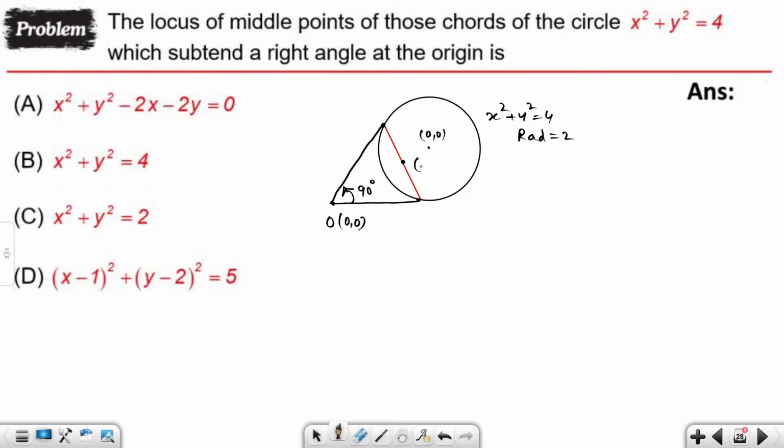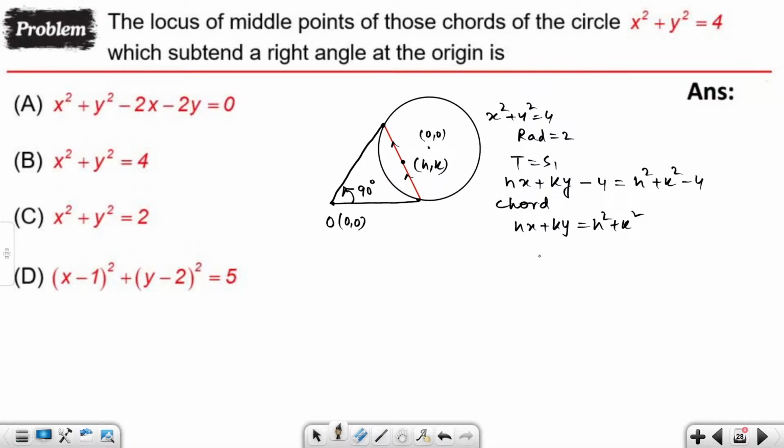Let us say (h, k) is any point on the locus. Then what will be the equation of this chord? It is T equals S1. What is T? T is hx plus ky minus 4, equals S1. S1 is h square plus k square minus 4. Therefore, the equation of the chord is hx plus ky equals h square plus k square.